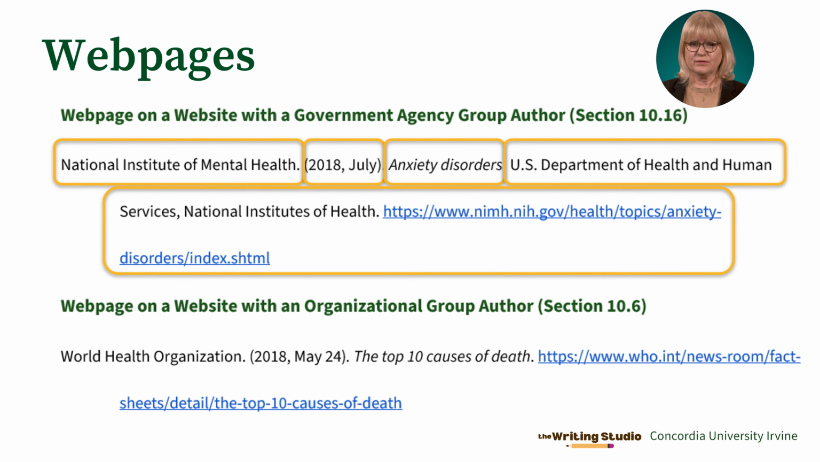The specific group is the National Institute of Mental Health, and that is housed under the National Institutes of Health, which is further housed under the U.S. Department of Health and Human Services. So those parent organizations are also included. Add the specific date if noted, and titles. The title is like a book title, italics and sentence case, then the parent organization and the URL.